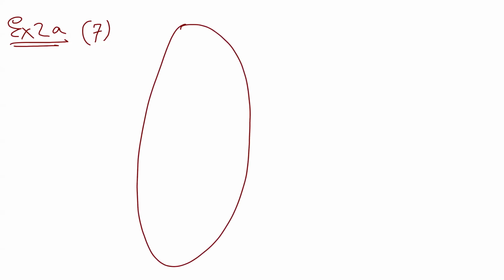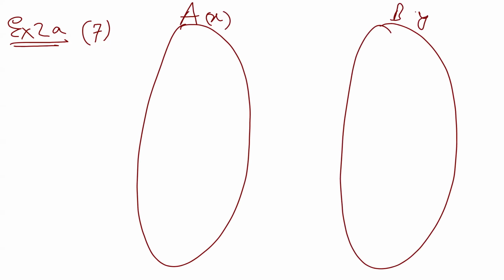So this is set A which has N, and set B which has Y. Y is f of N, and f of N is divided into two parts, N plus 1 and N minus 1. We use N plus 1 when the number is even, and N minus 1 when the number is odd.